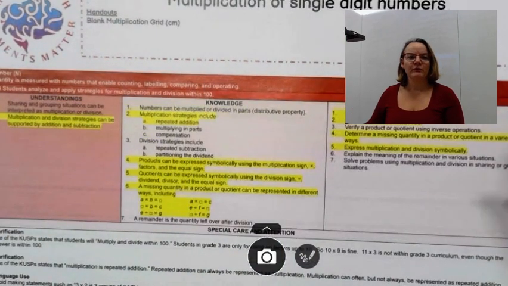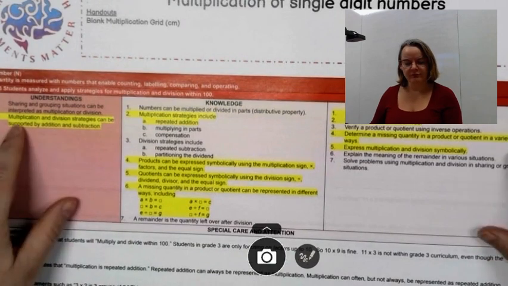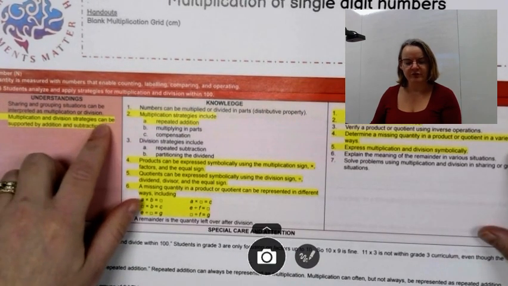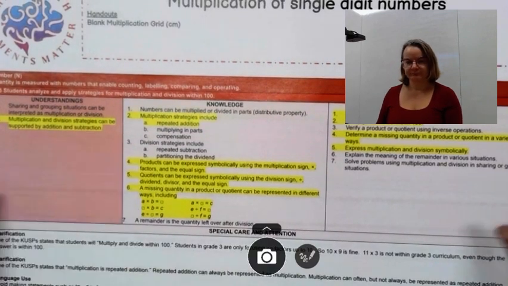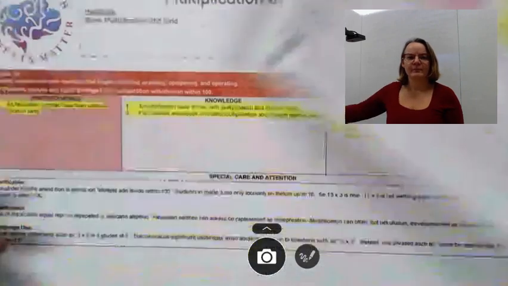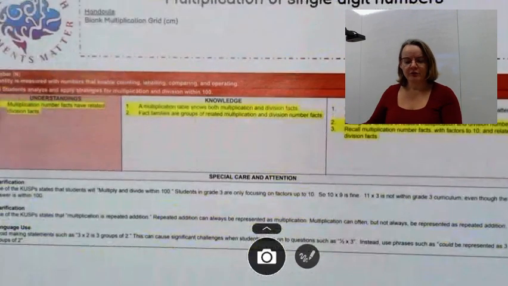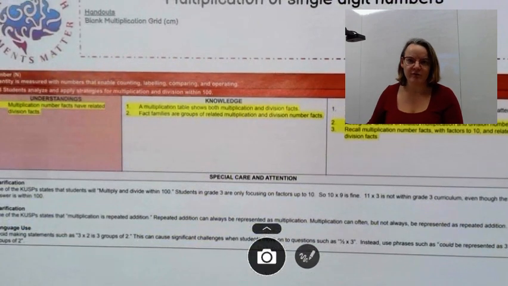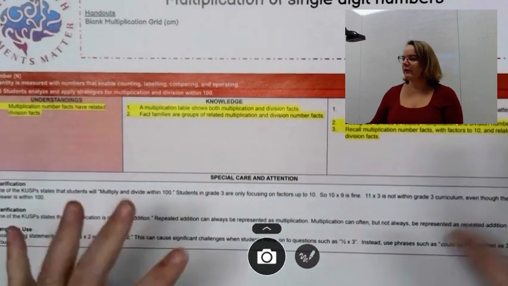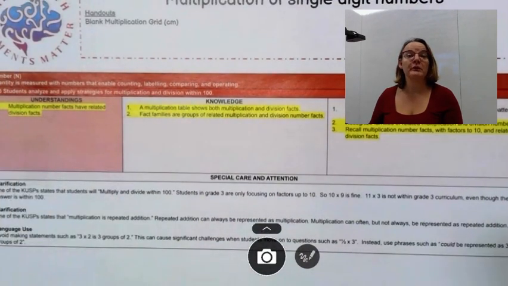For the second row of understandings, this one is focusing on multiplication and division strategies can be supported by addition and subtraction. And the third row of understandings is multiplication number facts have related division facts. I'll link all of these within the experience document provided.